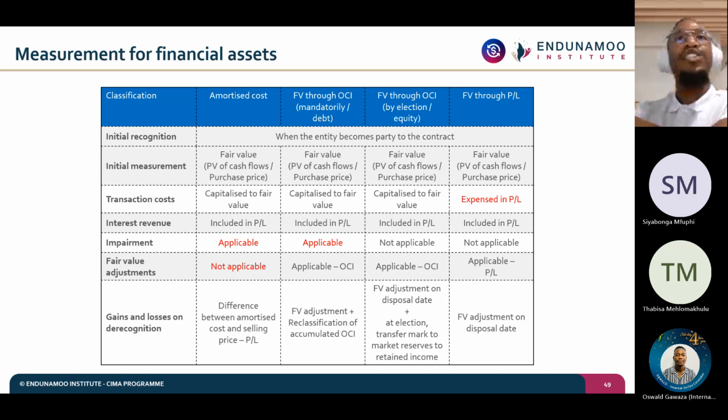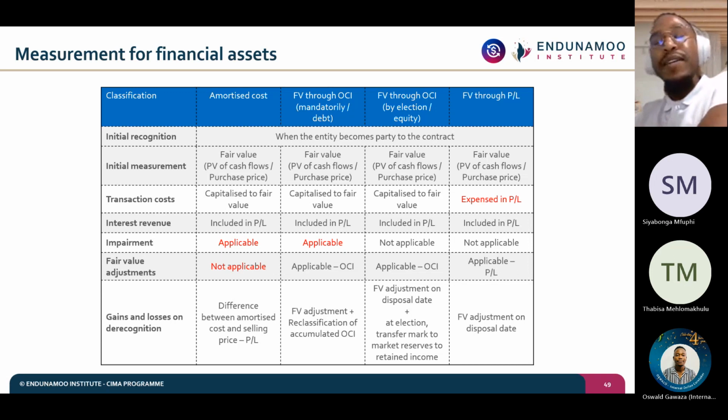At initial recognition, once the entity becomes a party to the contract, you would recognize this financial asset at its fair value. The transaction costs would be capitalized to the fair value. You would still account for interest on it, meaning you would debit the financial asset, credit interest income. The impairment provisions we don't have to worry about. Fair value adjustments would then go through OCI, and gains and losses would have to be accounted for. You would have to reclassify the amount that's accumulated in OCI to P&L at derecognition date.